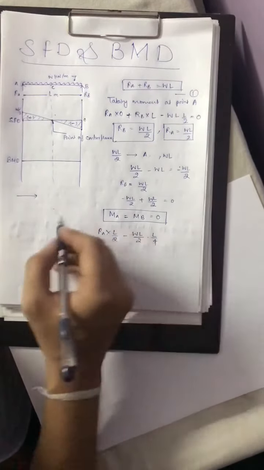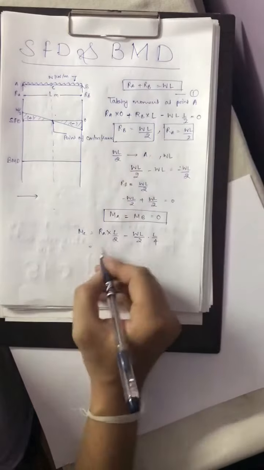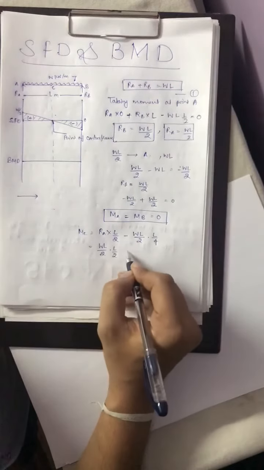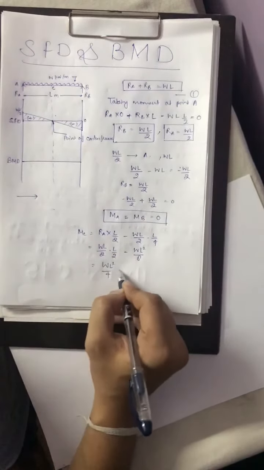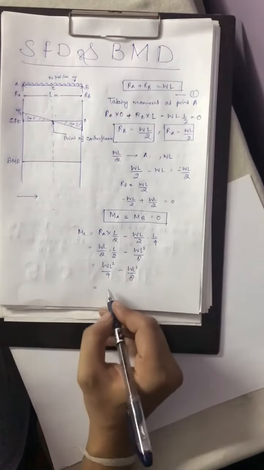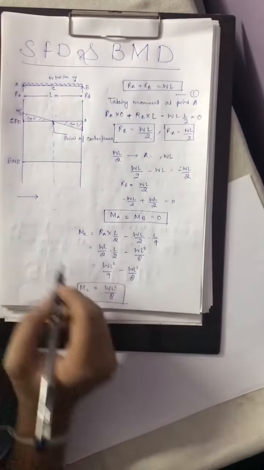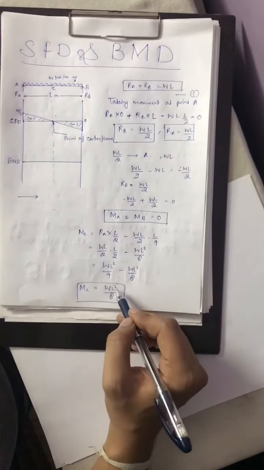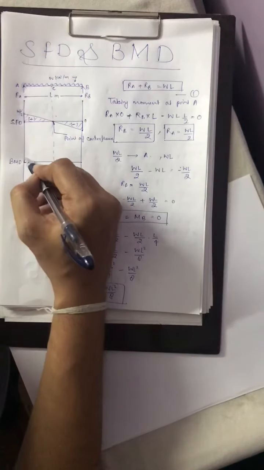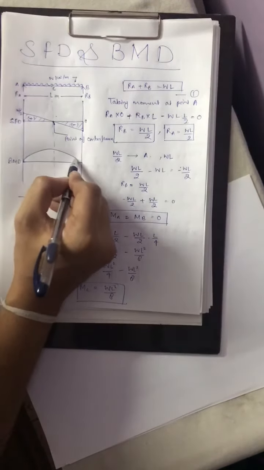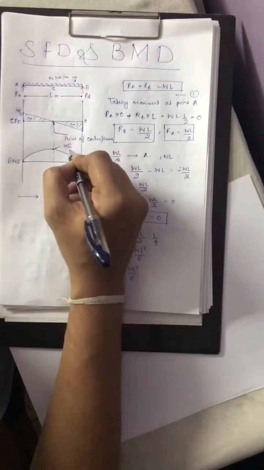So moment at C: we have RA, which is WL by 2, into L by 2, minus WL square by 8, so WL square by 4 minus WL square by 8, and here we have WL square by 8. So moment at C is WL square by 8, and it has an L square term, so it is a parabolic equation. The bending moment diagram will go in a parabolic shape, and it is maximum at point C, which is WL square by 8.